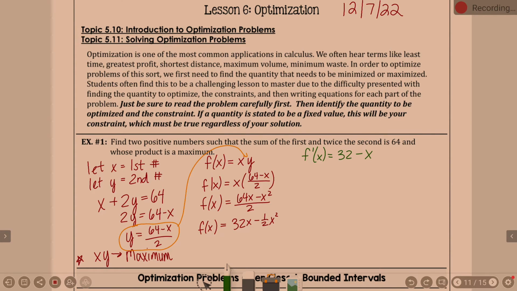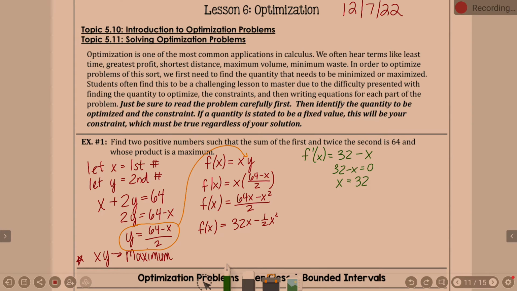Okay. How do we find our maxes and mins? Take your derivative, set equal to 0. So if I set 32 minus x equals 0, we're going to find that x is 32.